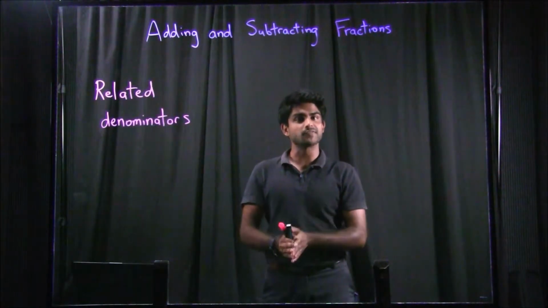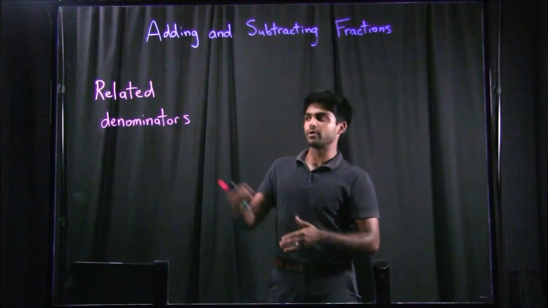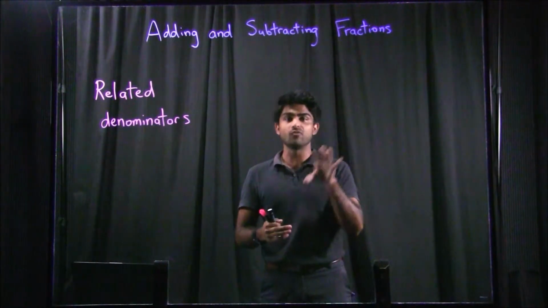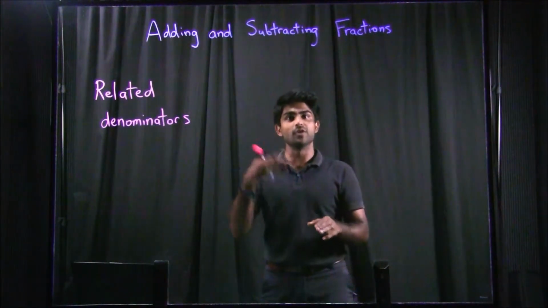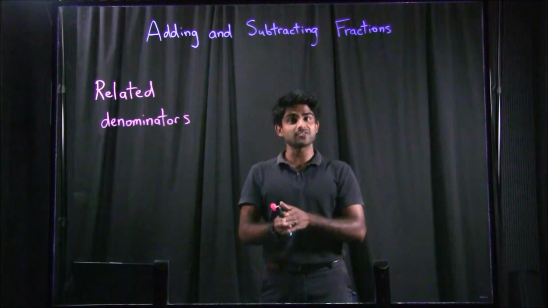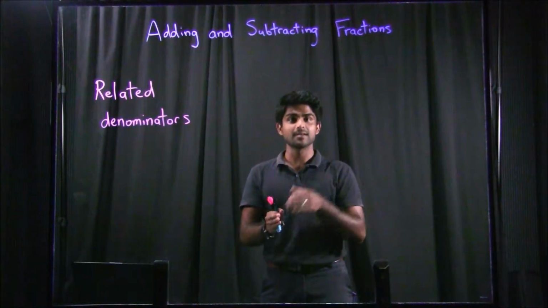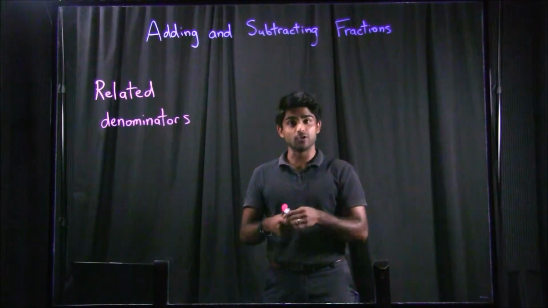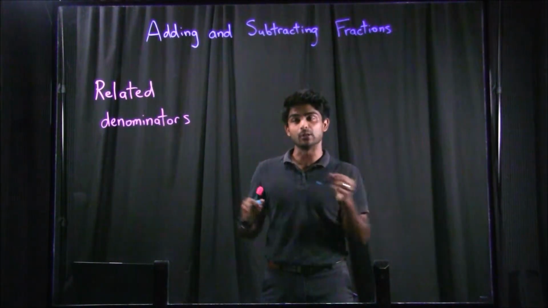Alright, for these first few examples, we're going to be looking at what we call related denominators. What that means is that the denominator of one fraction is a multiple of the other denominator. Because of that relatedness, all we have to do is change one of the fractions so that both of the denominators are the same. If that sounds a bit confusing, hopefully this example will clear things up.